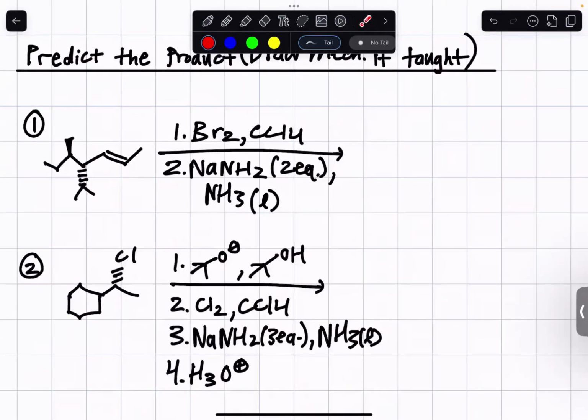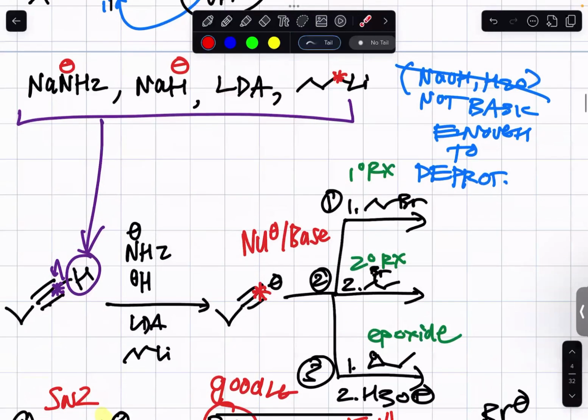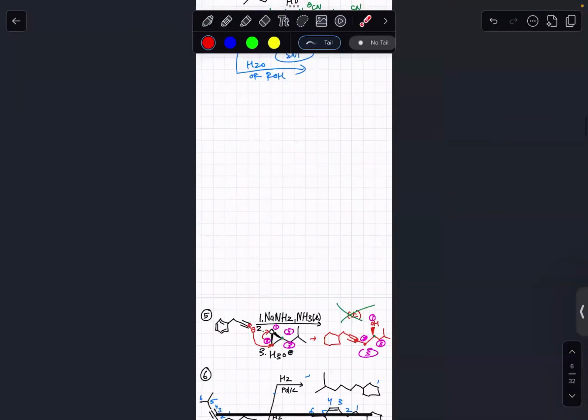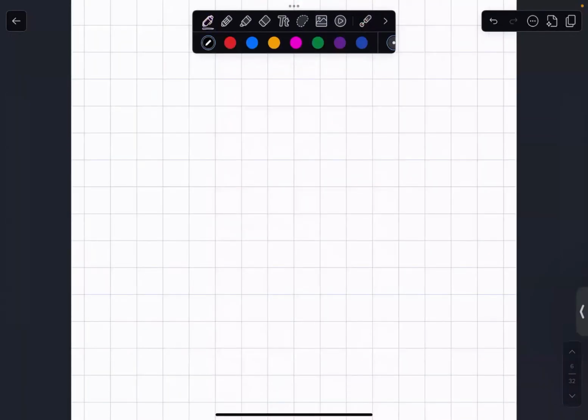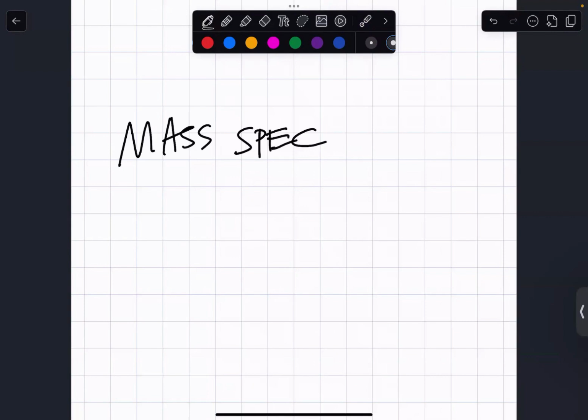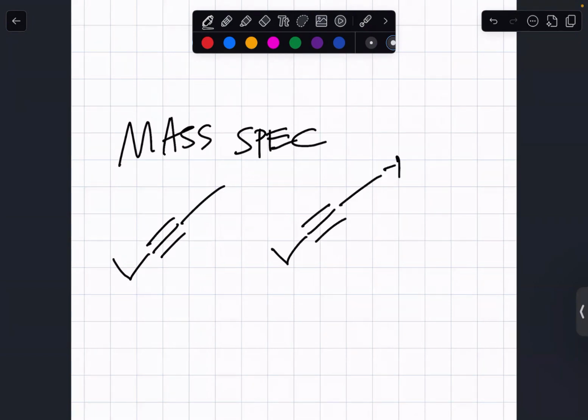So mass spec is like a conceptual multiple choice question. You're basically cutting up a fragment. So let's do it here. Mass spec. You're cutting up a fragment, and in this case, we'll talk about alkynes. And then the most stable fragment, the major fragment, is going to be the one with the propargylic carbocation, because it could do resonance.